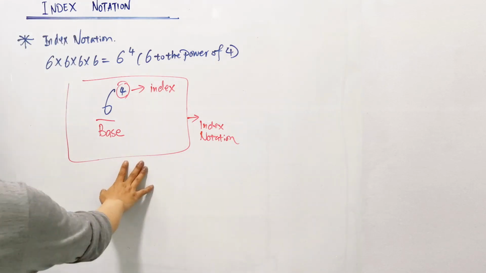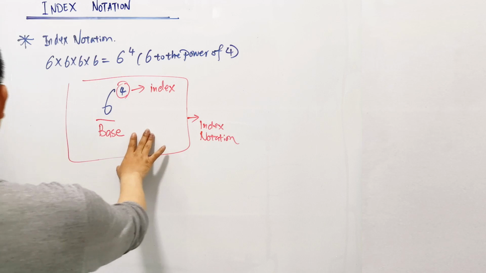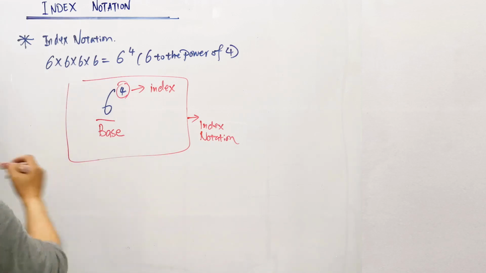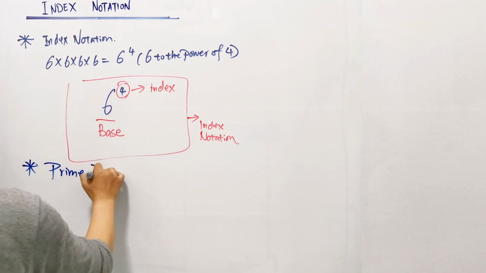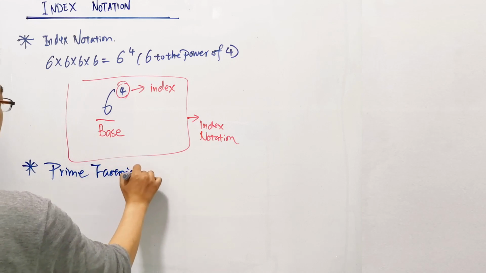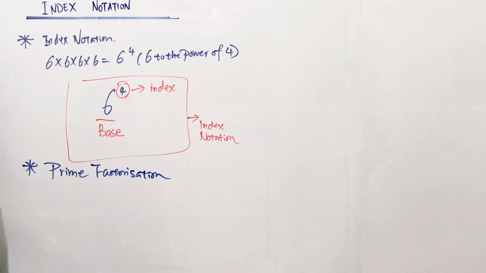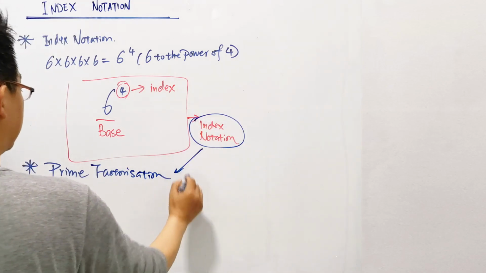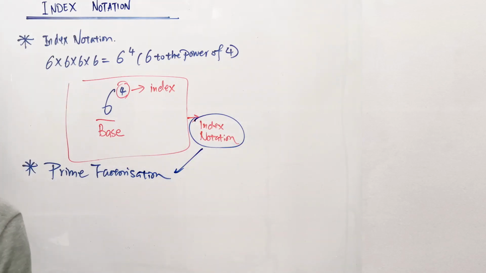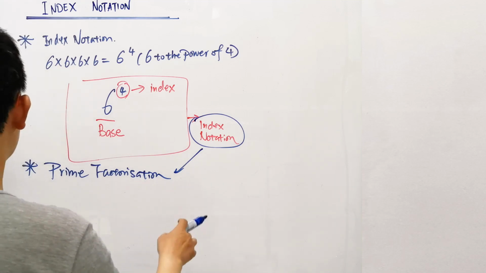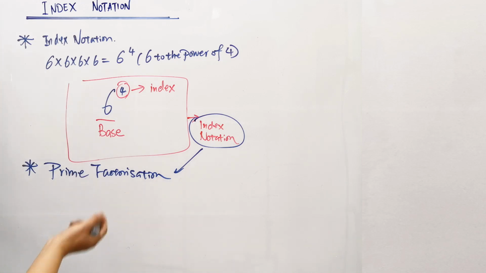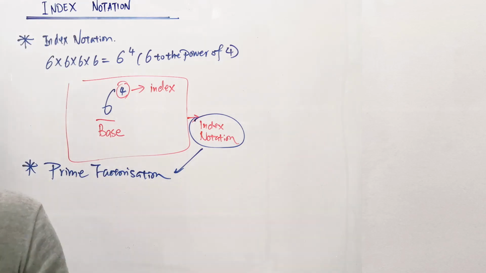Why do we find this out? Because when we do the prime factorization, we can use this index notation to express it, right? That is a very good point for index notation, because it can represent the prime factors of a number. We already demonstrated it in 2 examples. Alright, this is the index notation.